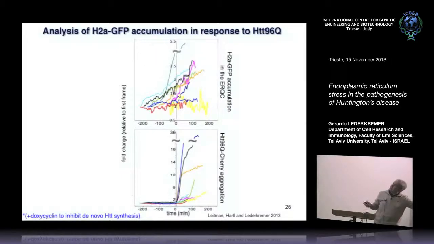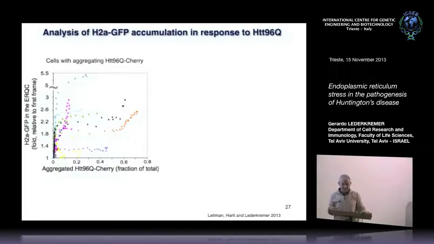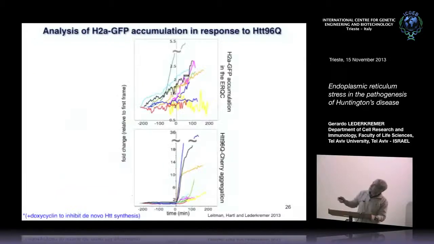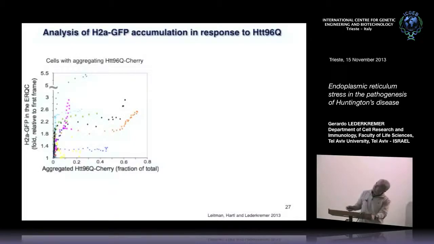If we look at what happens after the zero, after the aggregation, there seems to be very little change, or maybe there's a slowing down of the accumulation of the ER protein. Now, this we can see better if we plot in a different way. So what we're plotting here, instead of against time, again, I didn't mention, each line here, each color is a different cell, right? And here also, each color is a different cell, and each point is a time point.